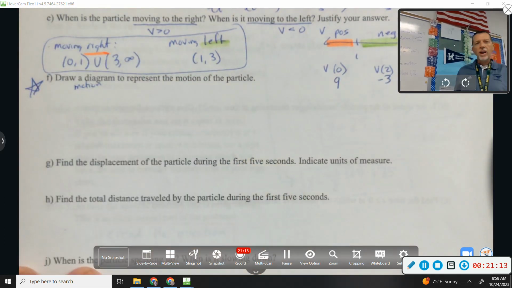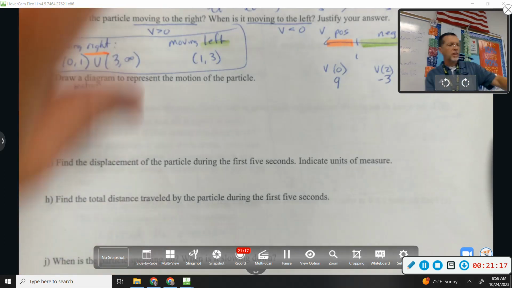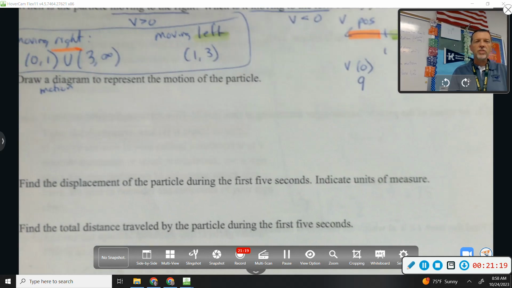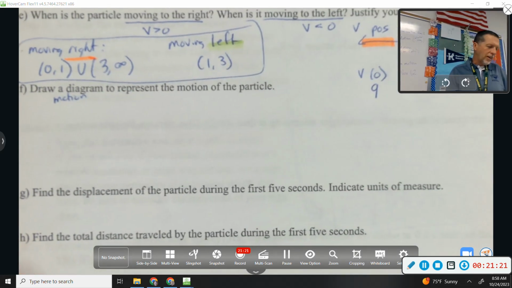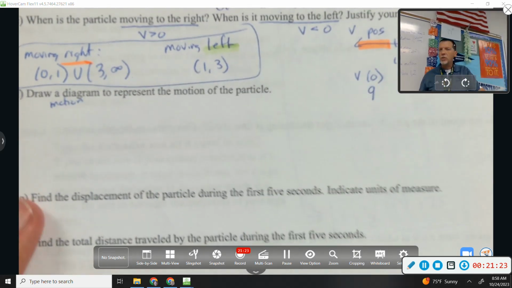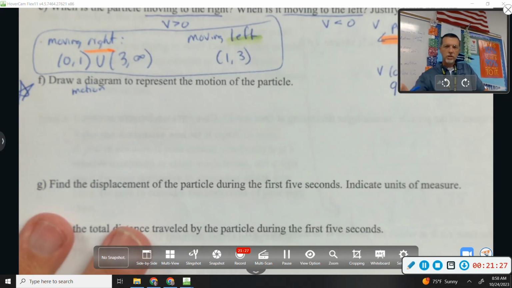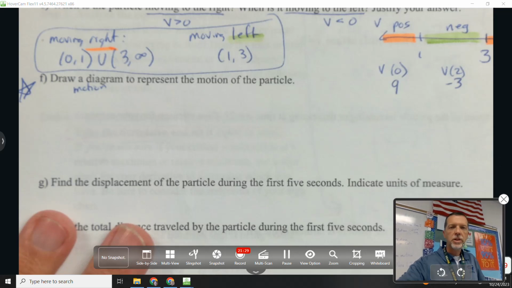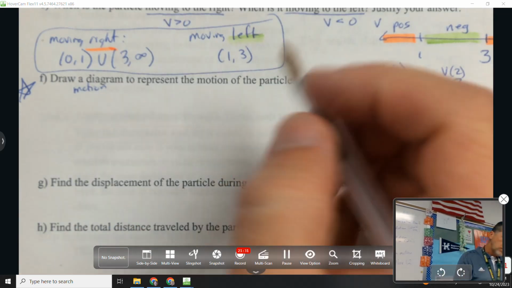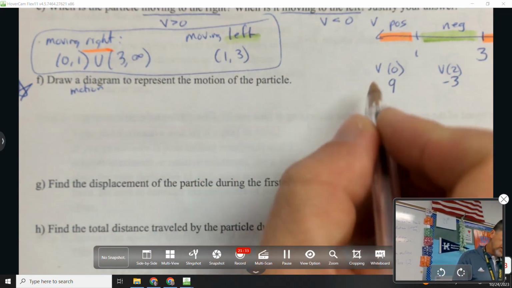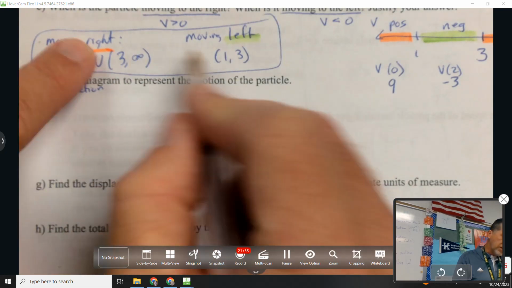All right, part F. I guess part F is tricky because it's new. It doesn't attach directly to what we were doing previously. We're going to draw a diagram, but it's not a graph like we normally think of it. We want to draw a picture of what the particle is doing. So let's see. And our moving right, moving left stuff can help.